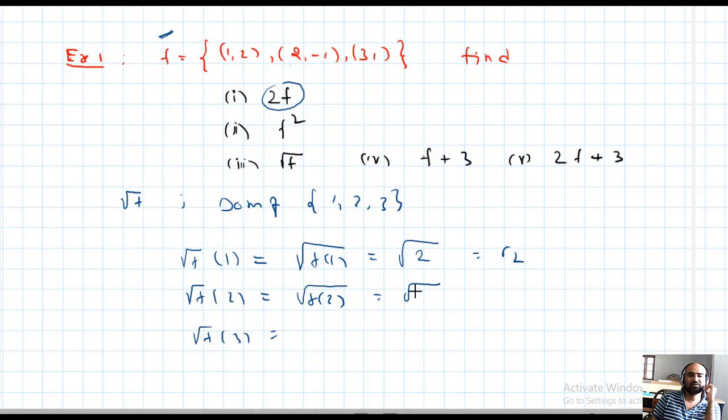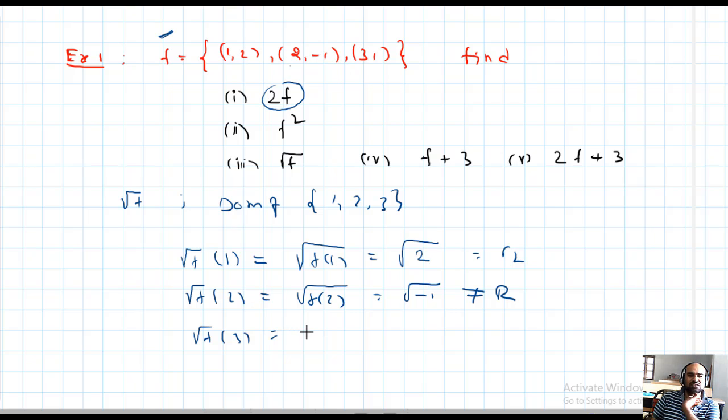F of 2 means what? Minus 1. Not a real number. What is the meaning of that? There is no image for 2. In that case root f is not a function. So, for example, find root f means assume that a relation should be found. We can't find a function because 2 doesn't have an image.